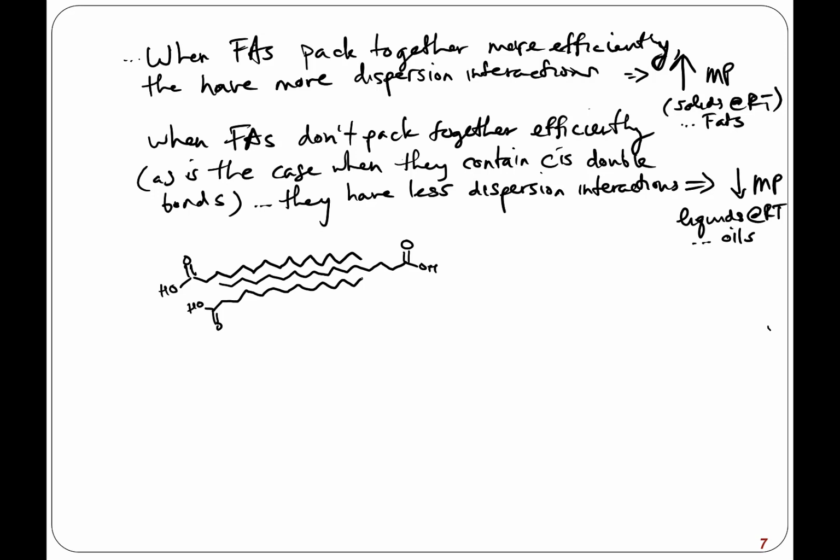So that's the idea, right? The chains are, we're talking about this situation here. The chains don't have any cis double bonds, so they pack together really well. And so we could put little red dots here to indicate there's a lot of dispersion forces right along where those chains come together, the nonpolar regions of the chains.